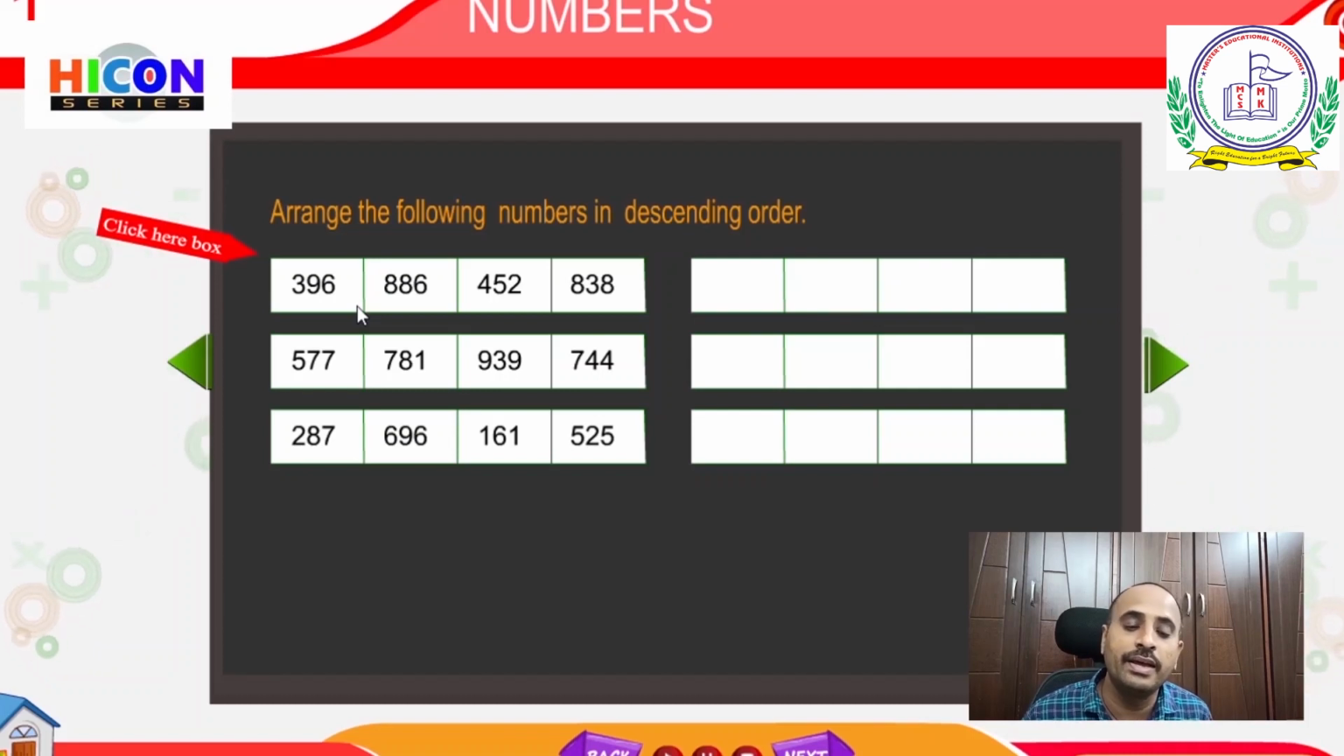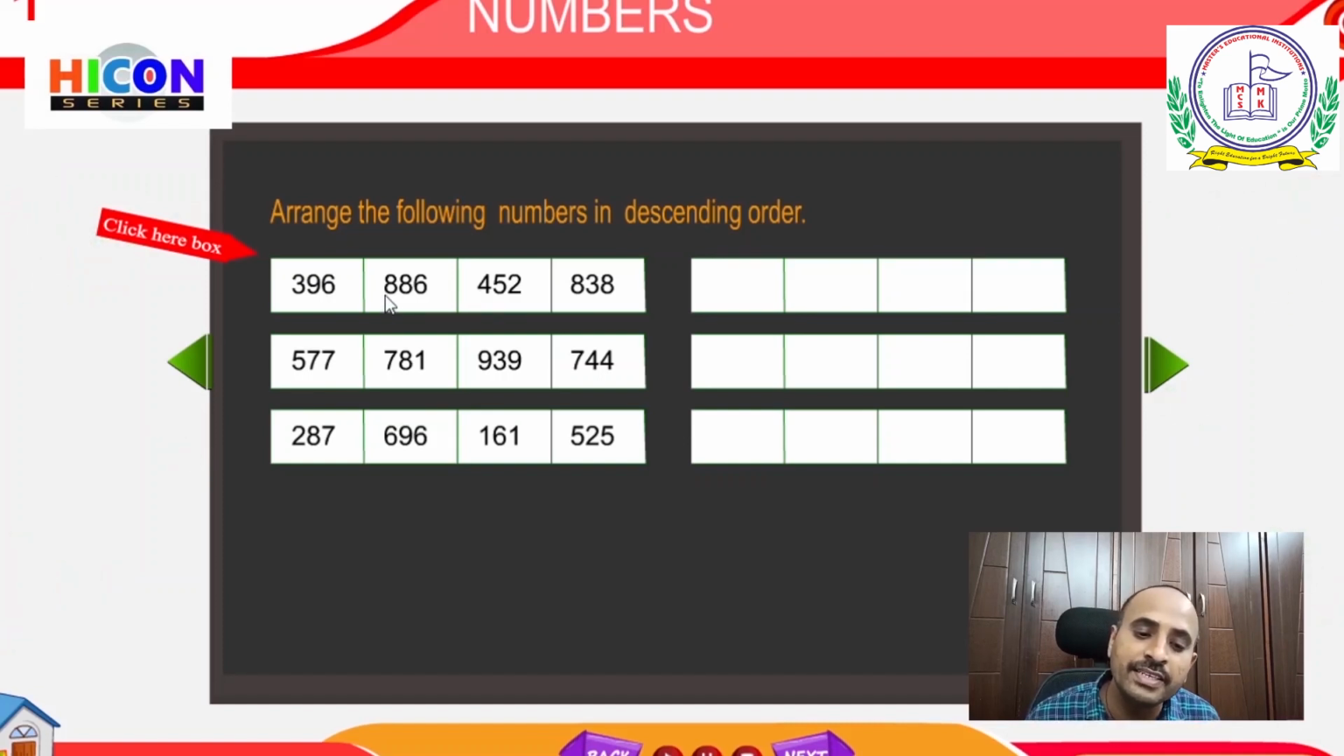Now we have to compare the first digit, since all the numbers are 3-digit numbers. So the number of digits are same in 4 numbers. So we have to compare the first digit from the left side in every number. In the first number, the first digit is 3. In the second number, the first digit is 8. In the third number, the first digit is 4. In the fourth number, the first digit is 8. So among 3, 8, 4, which one is greater? 8 is greater. But there are 2 numbers with 8 as first digit.